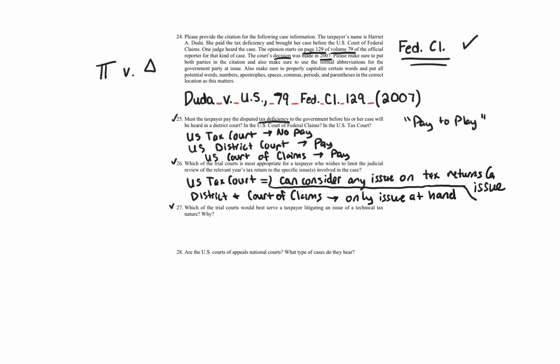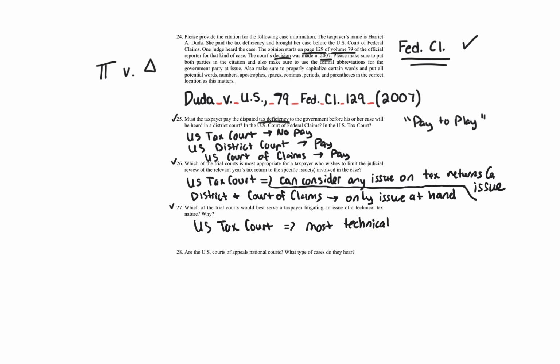Question 27. Which of the trial courts would best serve a taxpayer litigating an issue of a technical tax nature? Why? So of all three courts, the U.S. tax court is by far the most technical. The judges are, because these judges have practiced tax law for decades, most of them, and they are very familiar with almost all issues in tax law. If they're not, they can easily understand issues in the tax law. They can learn about them.